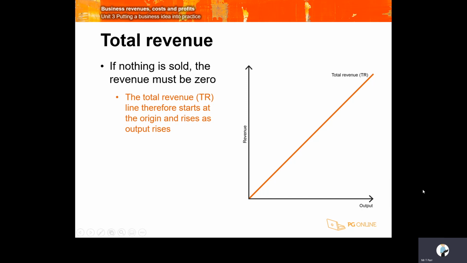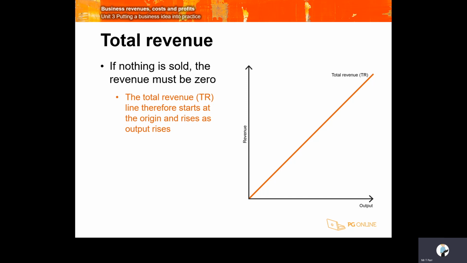is your output. What it means by output is the number of units sold. So it could be a physical item or it could be services sold. As you output more, you sell more, so your revenue is going to go up. So your total revenue is normally a line like that.